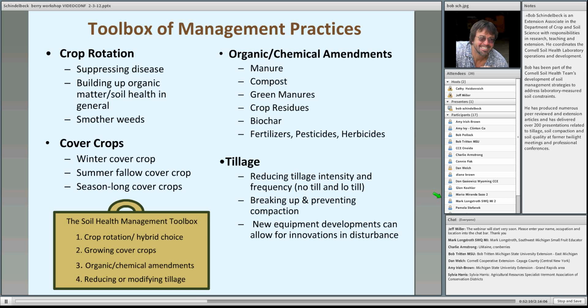And of course, I mentioned crop residues themselves, biochar, then more conventional fertilizers, pesticides, and herbicides that we can also add to the soil to manage it. And of course, tillage. I mentioned the low-till and no-till. Tillage can break up or prevent compaction. And there's lots of new equipment out there, I call it innovations in disturbance, different ways we can stir the soil, everything from different shapes of shanks to coulters, etc. That can be very useful for us.